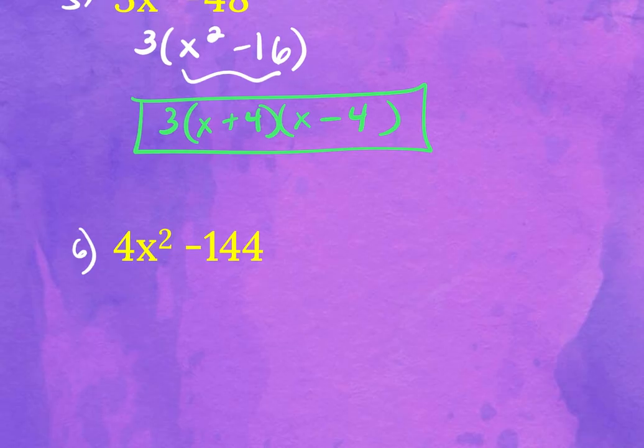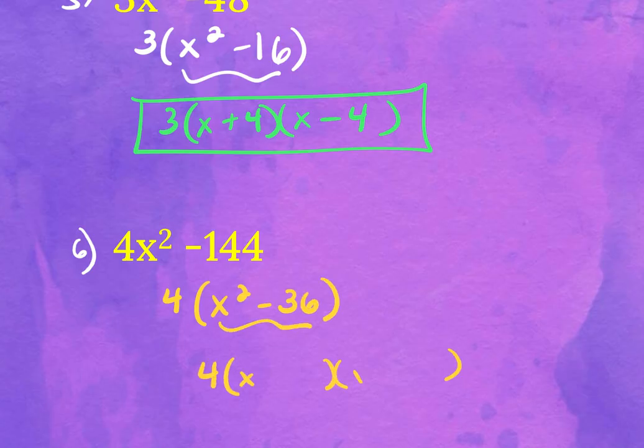For number 6, similar to it, I can take out a 4, x squared minus 36. Difference of 2 squares again. Factor and factor. One gets a plus and one gets a minus.